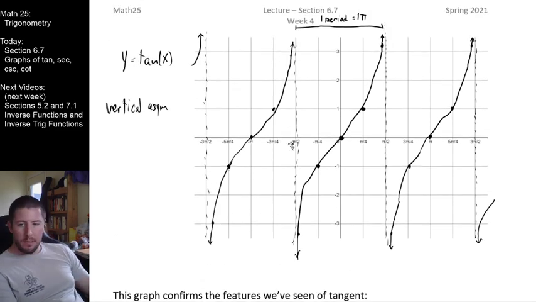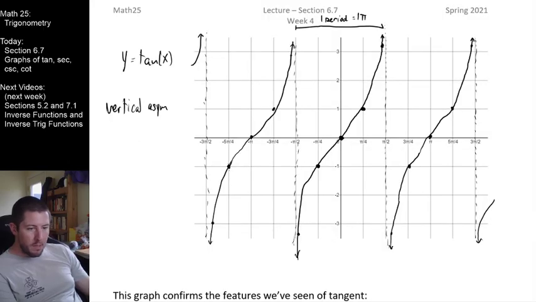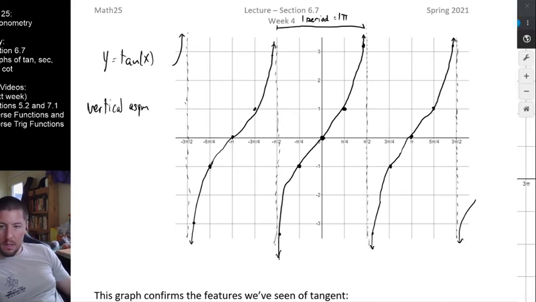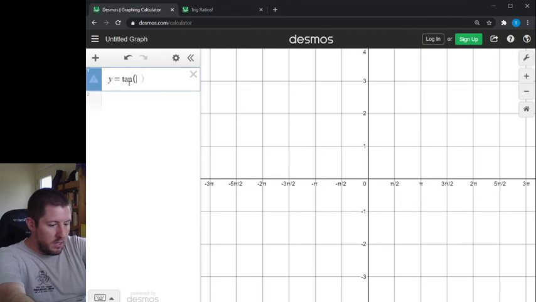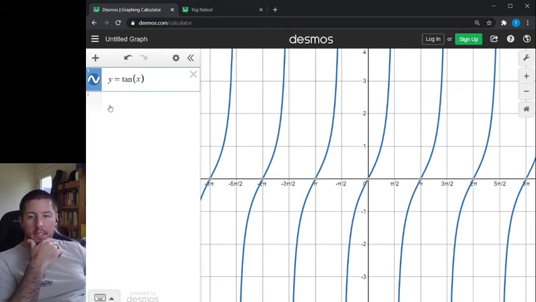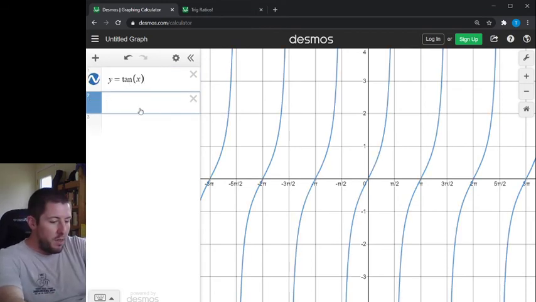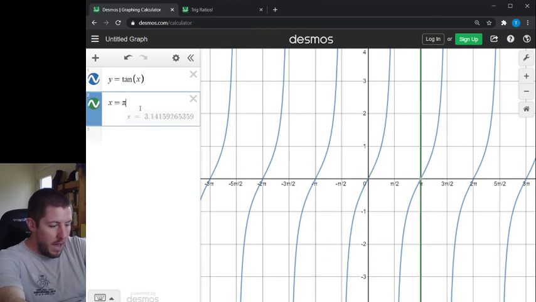And by the way, let's just pop over to Desmos super quick so that I can show you guys what a not crappy graph looks like for this one. If you just go to Desmos, y equals tangent of x, and they're showing us exactly that same type of stuff right here. We can do things like x equals pi halves.